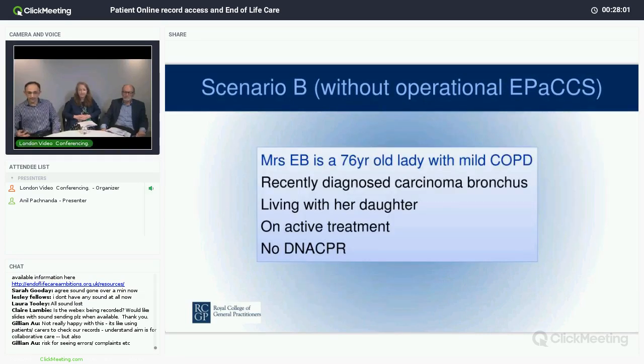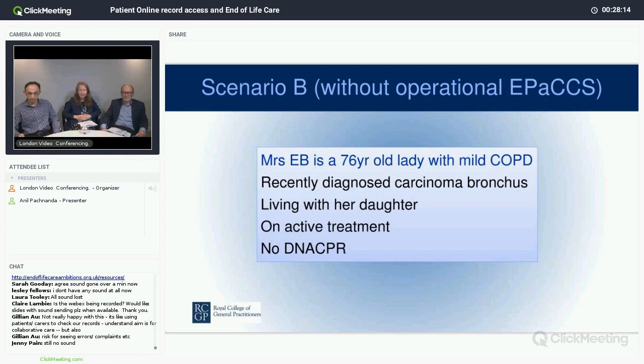So I'm going to talk about exactly the same case, but without having that complex EPaCCS system, whether that's through organizational difficulties, whether that's because the system's not in place yet, or it's being brought forward.